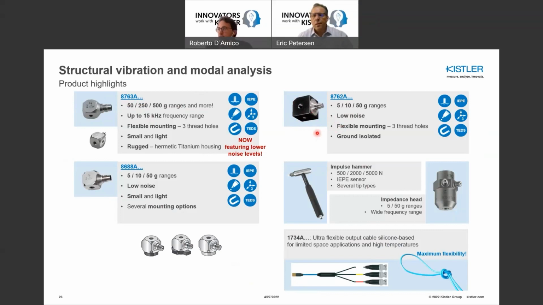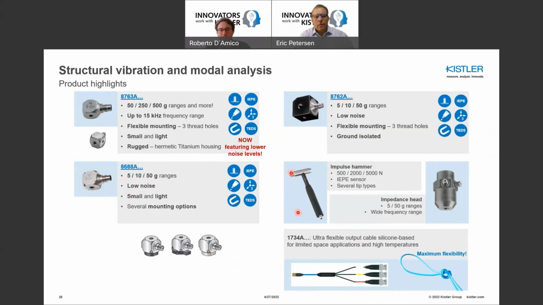So it could be interesting in the cases where you might want to test a larger object like body in white. Then we have 8688 in case you want to reach lower G ranges, but you want to stay with a sensor which is compact in size, because this sensor is more or less the same dimension as the 8763, but still allows to reach 5G range and with a very low noise and various mounting options. Of course, Kistler also offer accessories.